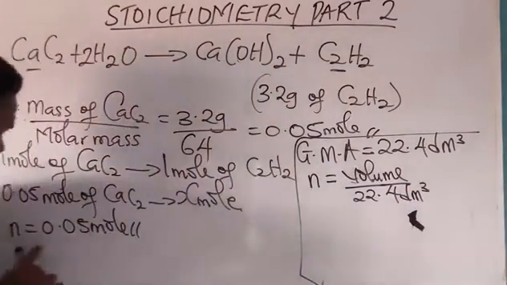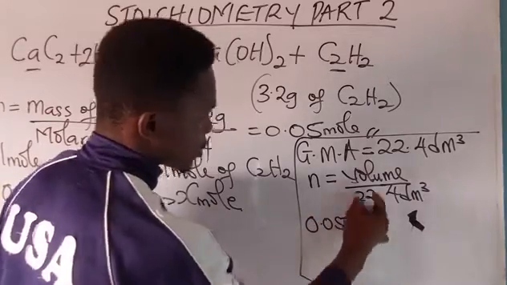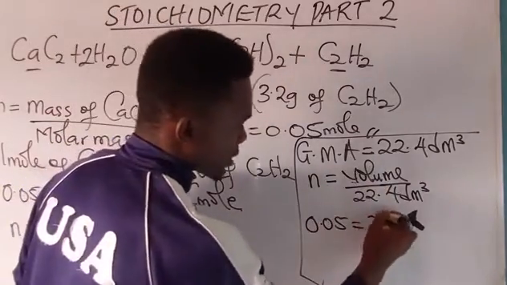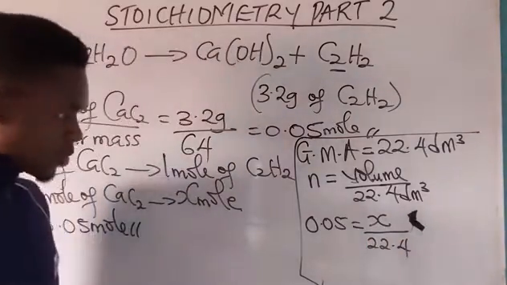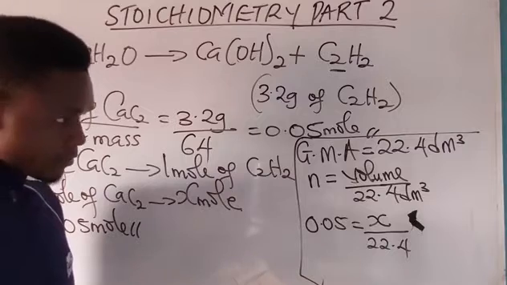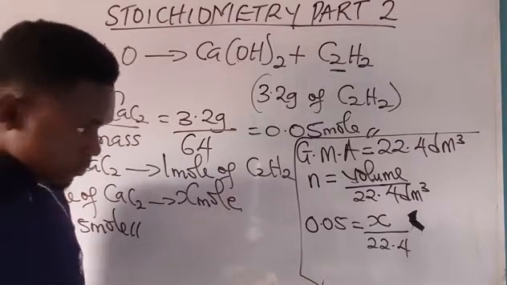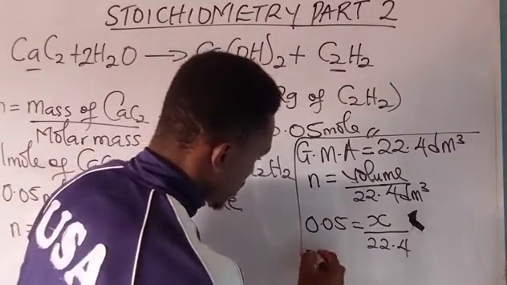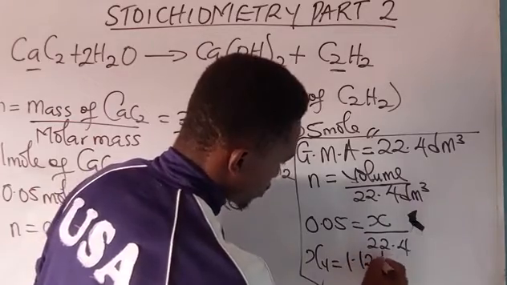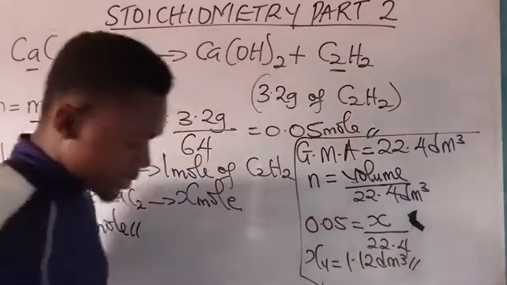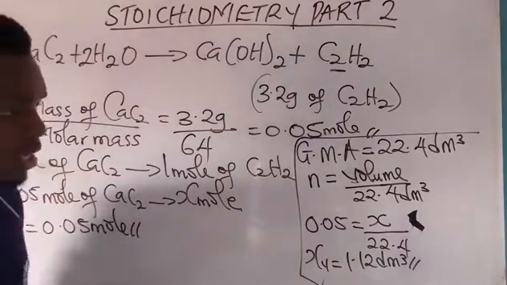The number of moles here is 0.05, so I have 0.05 equals X divided by 22.4, since the volume isn't given. Therefore 0.05 times 22.4 is equal to X, the volume, which is 1.12 dm cube. So that is the answer, 1.12 dm cube.